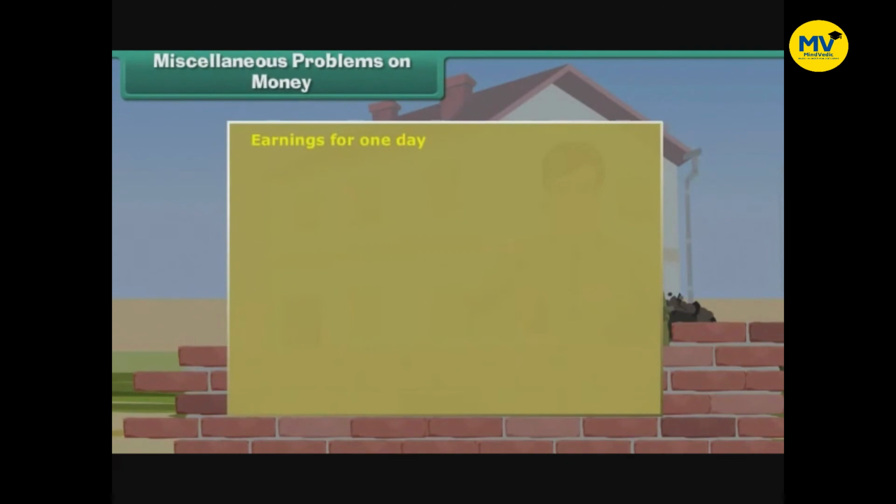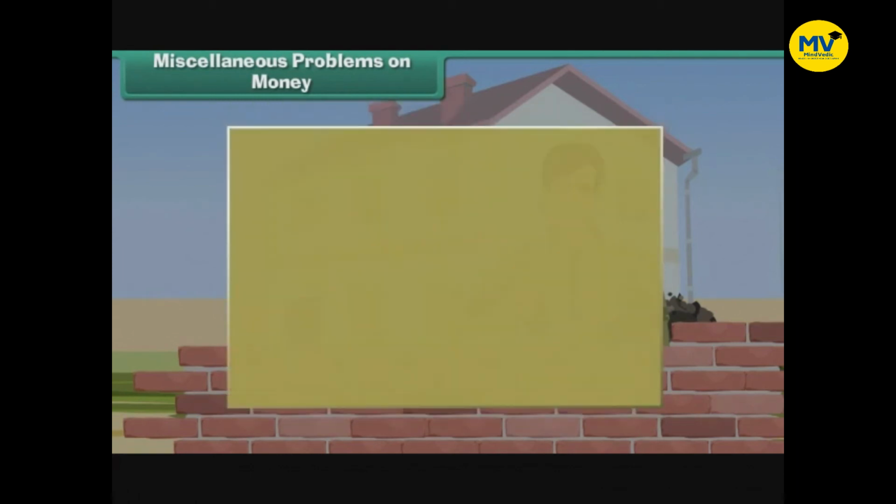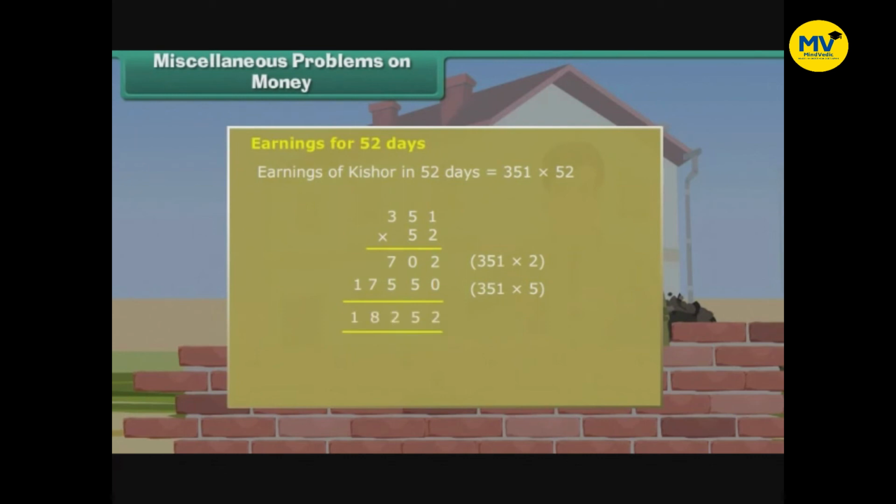First, we work out the earnings of Kishore for 1 day. Earnings of Kishore in 7 days is 2,457. Earnings of Kishore in 1 day is equal to 2,457 divided by 7, which is equal to 351 rupees. Now we work out his earnings for 52 days. Earnings of Kishore in 52 days is 351 into 52, which is equal to 18,252.